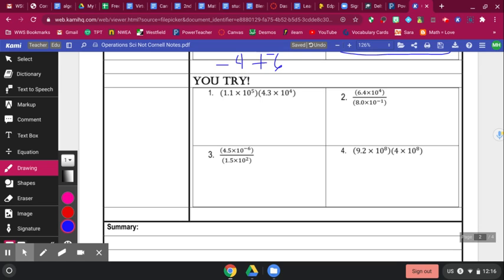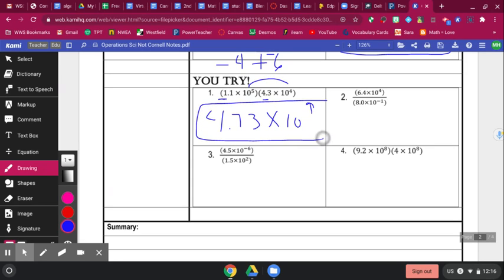For number 1, you should have gotten 4.73 times 10 to the 9th, because you should have added the exponents, multiplied the factors. 4.73 times 10 to the 9th.